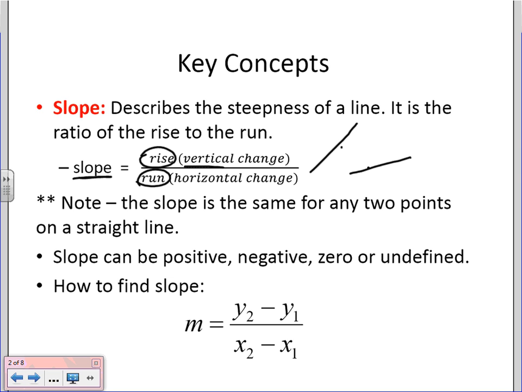The rise describes the vertical change, and the run describes the horizontal change. Note that the slope is the same for any 2 points on a straight line. So the slope between this point and this point is going to be the same between this point and this point. It's going to have the same slope. Slope can also be positive. It can be negative, it can be 0, or it can be undefined.